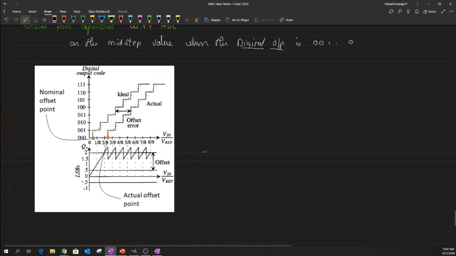Yeah. So again, you could see when our digital data output of an ADC is equal to 000, nominally what we have to get is an output value that is equal to, for an input value that is equal to, 1 by 16, right. That is the mid value of the input. So the mid value of 1 by 16 is what we need to get, but rather if you are getting a value which is marked in orange color, we call that the actual offset point.